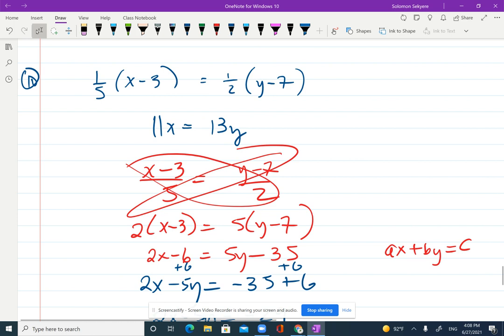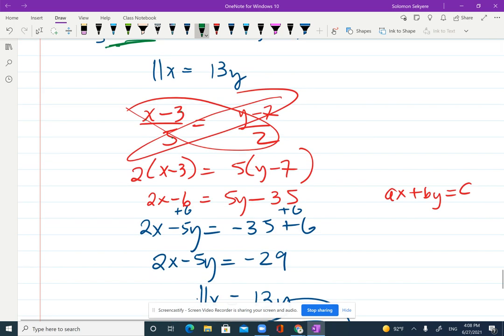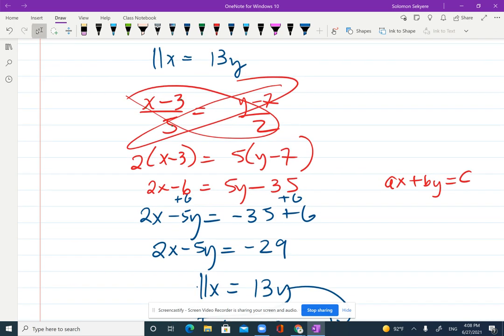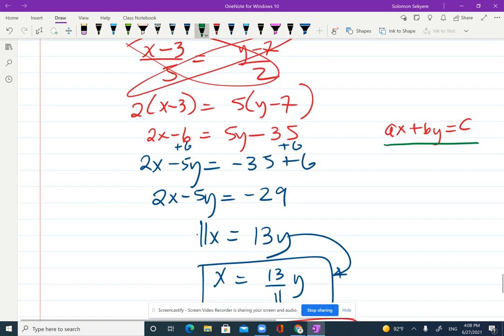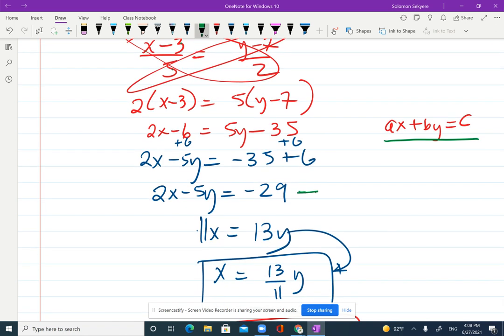And then the final one is you have 1 over 5 parenthesis x minus 3 equals 1 half y minus 7. Okay, I want to rewrite this here. It's the same as x minus 3 over 5. This is the same. And this is y minus 7 over 2. I cross multiply. This is what I have. And then I rearrange it to ax plus by equals c. And that becomes this one.